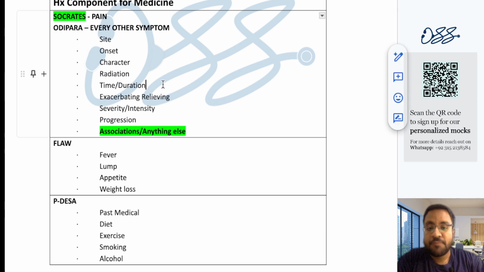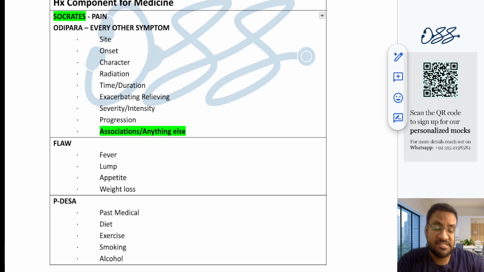So yeah, and then the S stands for the severity, and this is very important. Most people miss out the severity part because it's just so at the end of the entire SOCRATES, and a lot of the time, just because the candidates are not asking about the severity, they end up missing a diagnosis. And how are you going to phrase this question?